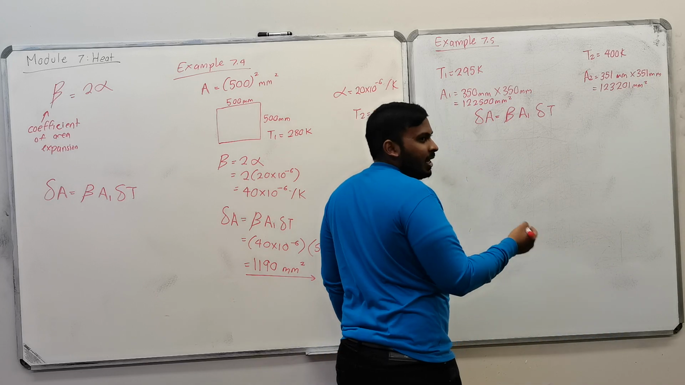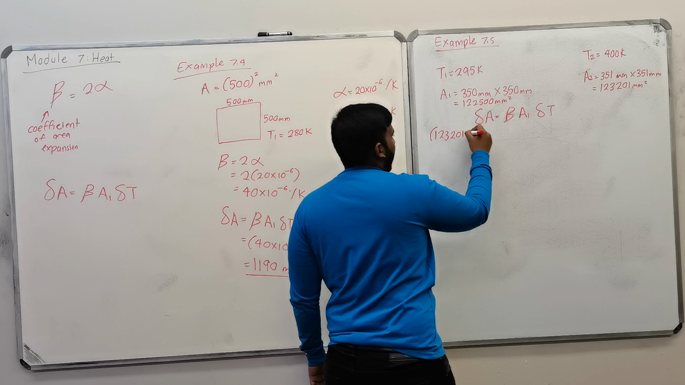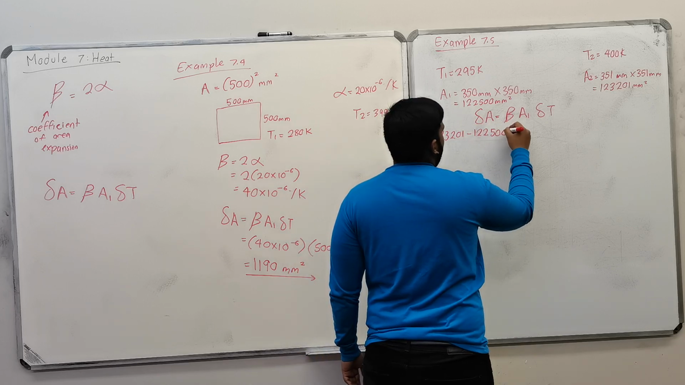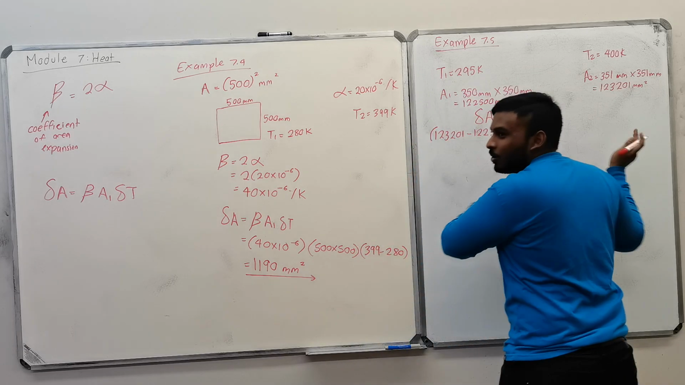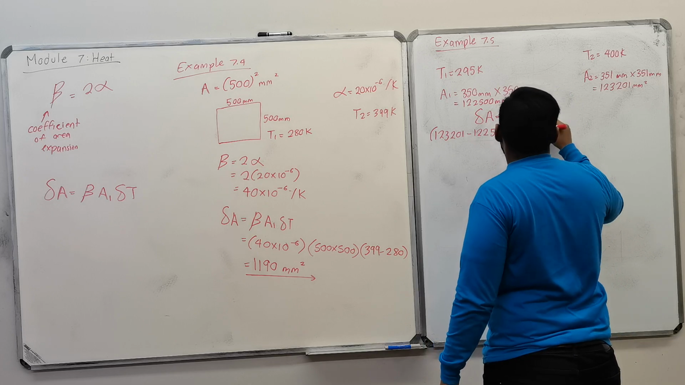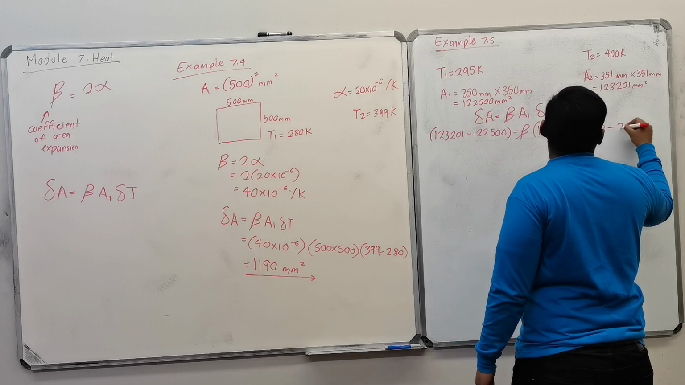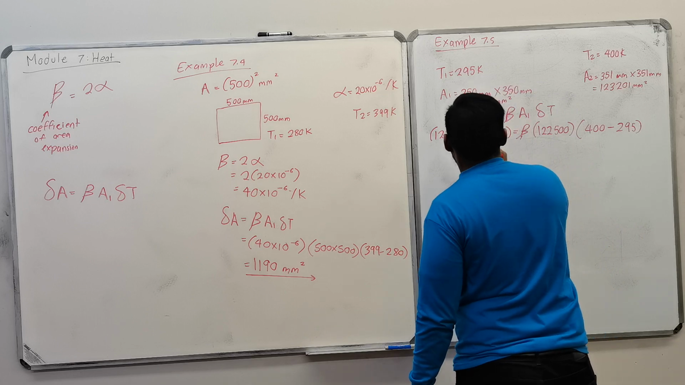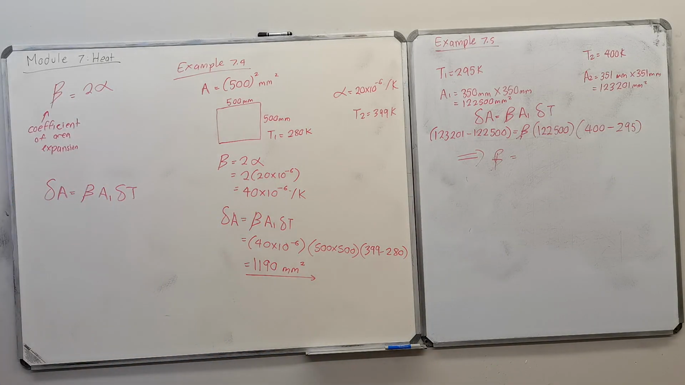Okay, so your change in area is going to be your greater area minus your lower area. So it's 1, 2, 3, 2, 0, 1 minus 1, 2, 2, 500, equal to 0, 0, 1. I'm going to put the whole thing right here. Then this value here is 1, 2, 2, 500 and your change in temperature is 400 minus 295. So therefore your value of your coefficient of area expansion is 8.7. Not difficult.